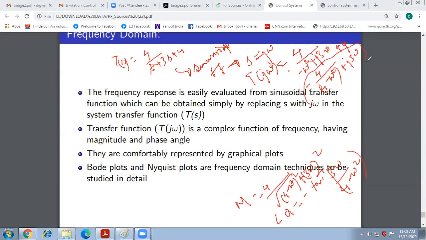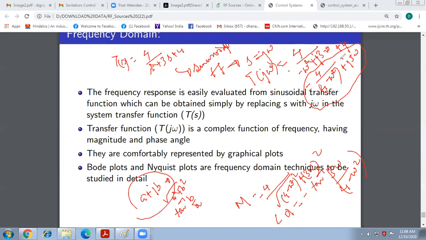Once we have got a sinusoidal transfer function obtained by replacing s with j omega, then I simply go on to obtain the magnitude. We know a plus jb has a magnitude of under root a square plus b square. And what is the phase angle? Phase angle is given by tan inverse of imaginary by real, right? Since it is in the numerator, it is simple. So it is tan inverse of this.